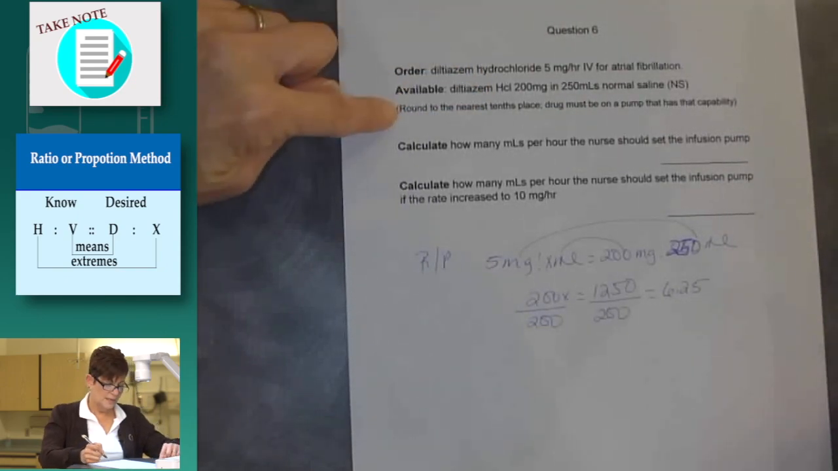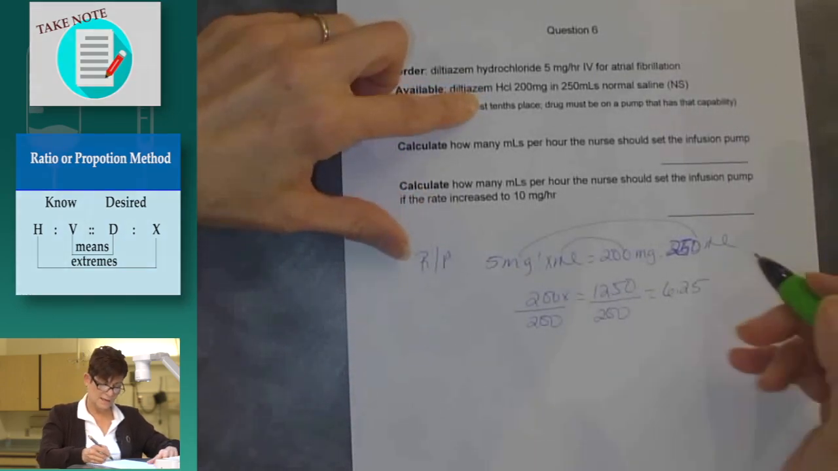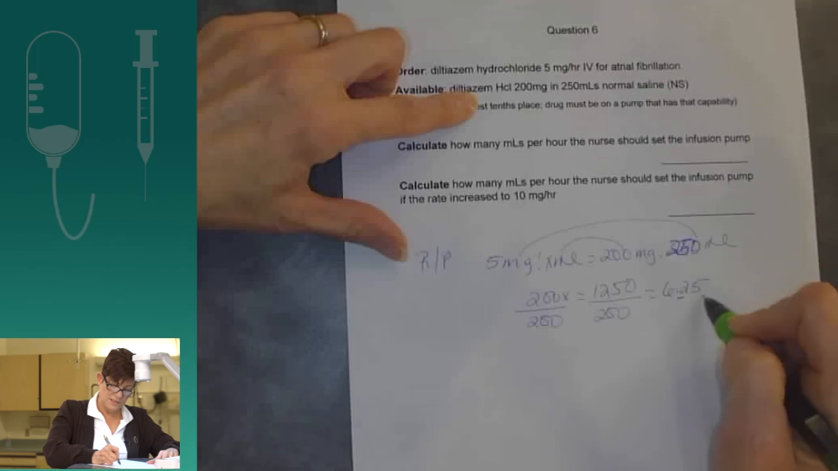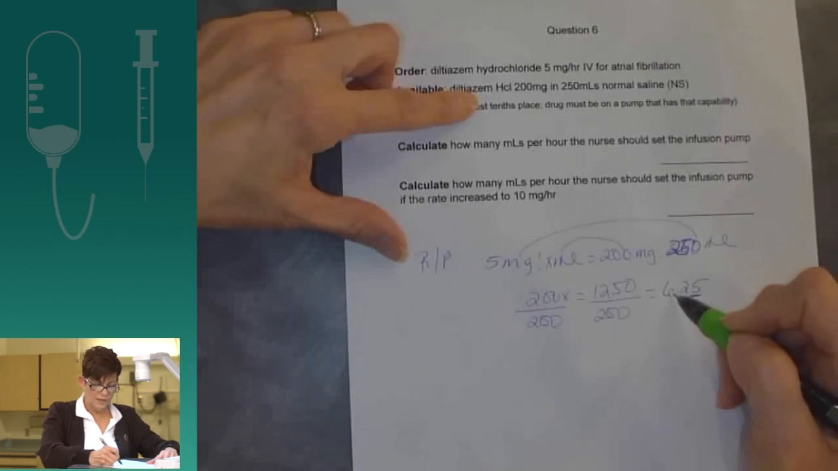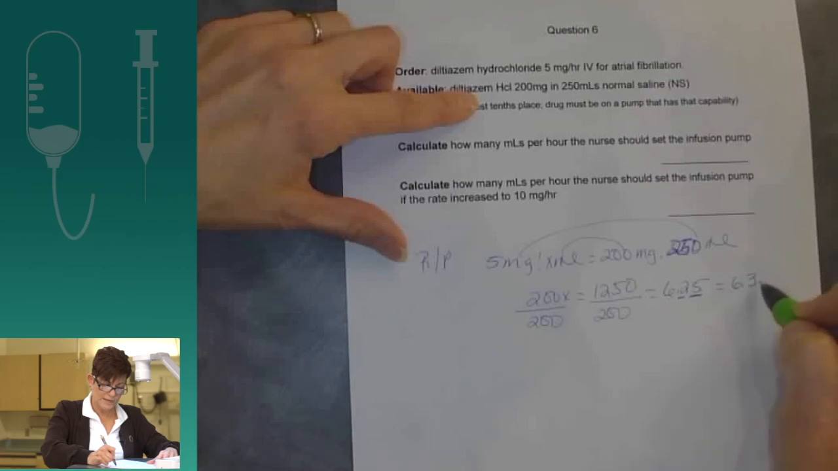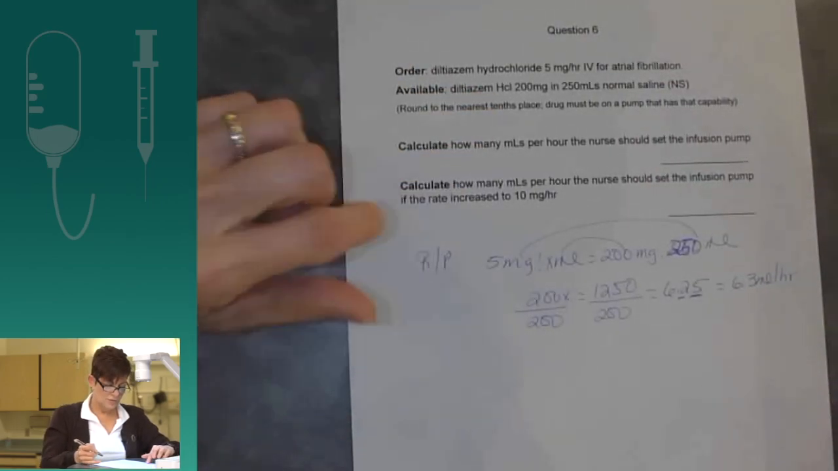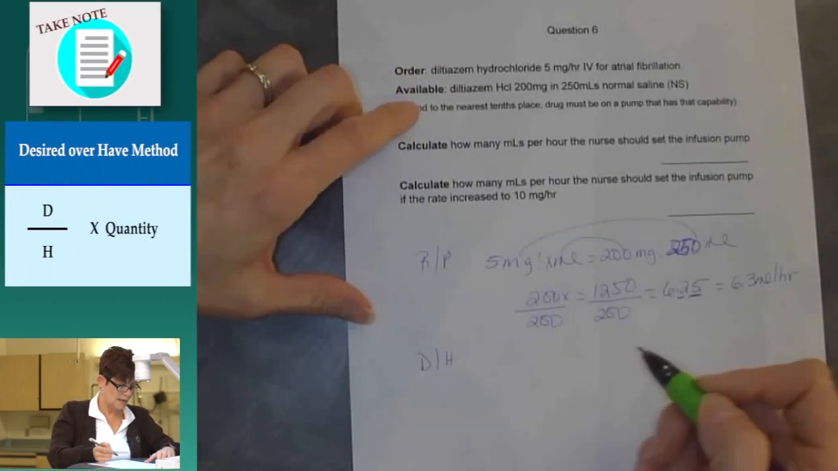Now because this calculation is saying we need to round it to the nearest 10th, the 10th place is the 2, we're going to look at the next number, which is 5 or greater, and we're going to round this up. So our calculation is 6.3 mLs per hour. That's using the ratio proportion method. So the next method is the desired over have.